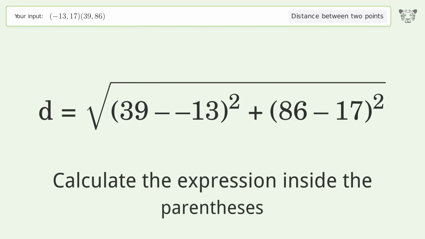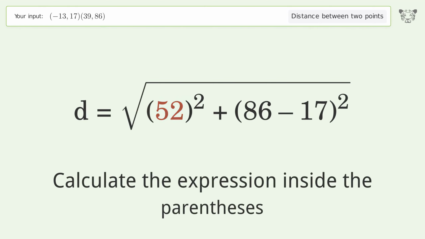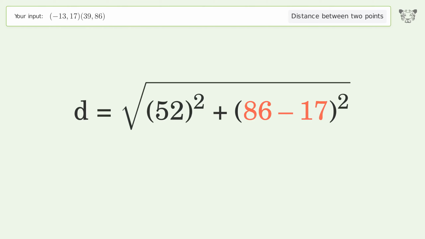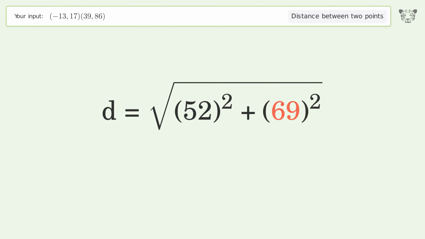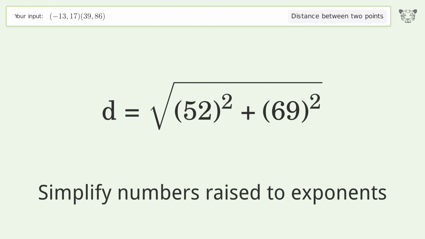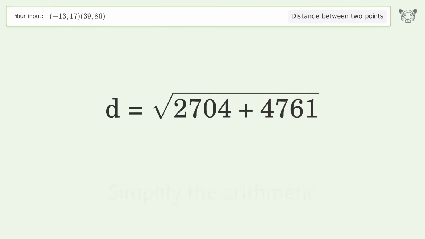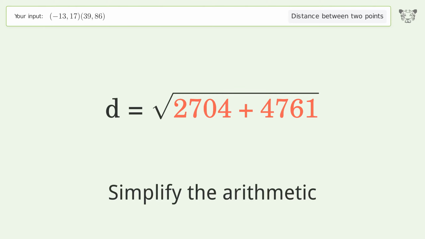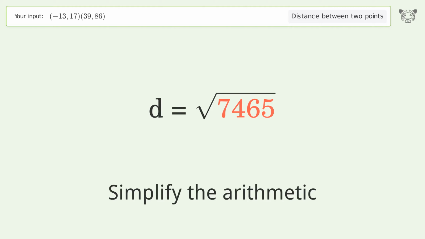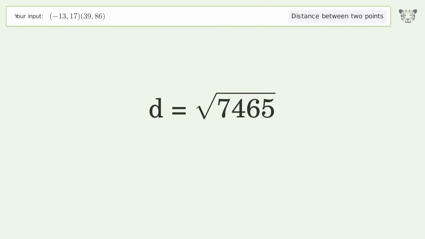Calculate the expression inside the parentheses. Simplify numbers raised to exponents. Simplify the arithmetic. And so the distance between the 2 points is the square root of 7,465, or 86.4.